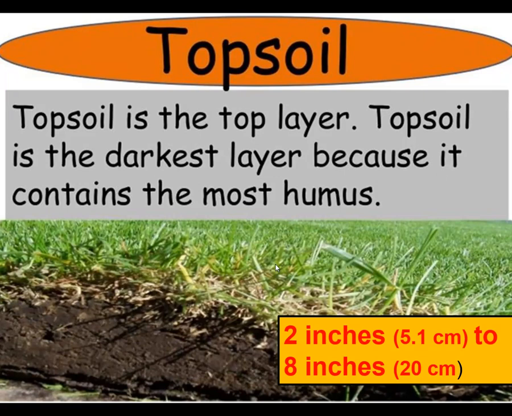Its thickness can only range from 2 to 8 inches, or about 5 centimeters to 20 centimeters. If we lose the topsoil, then the soil will no longer be good for growing plants. So we really need to protect the topsoil.